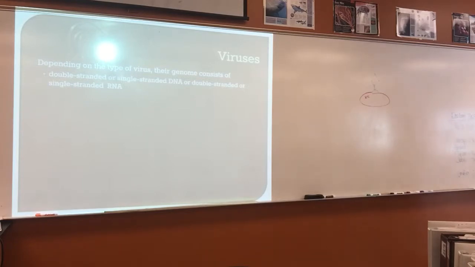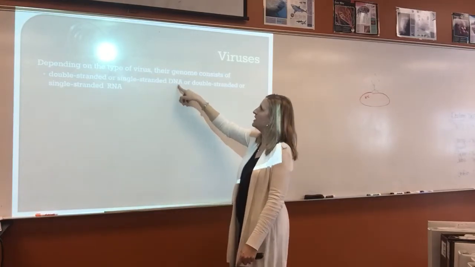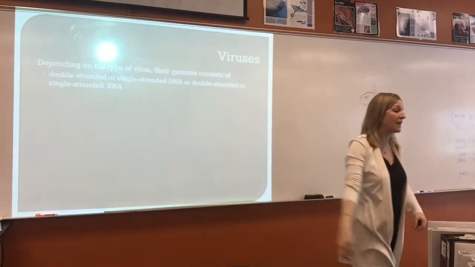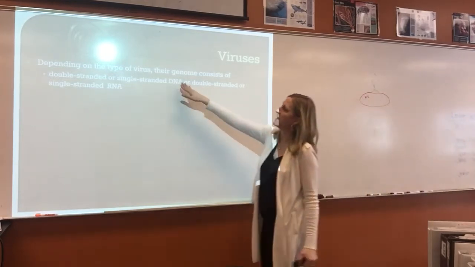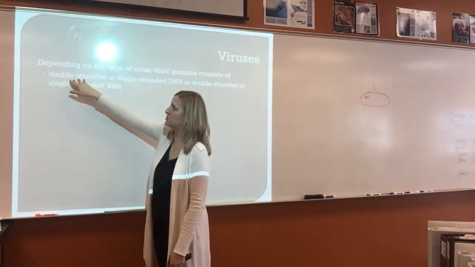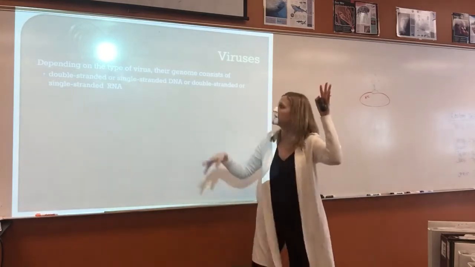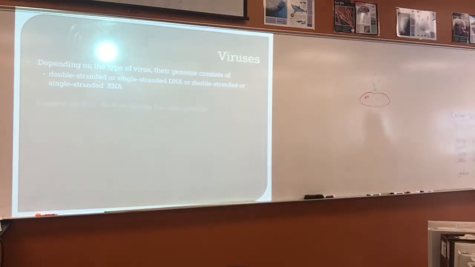Depending upon the type of virus, their genome could be double-stranded or single-stranded DNA, or double-stranded or single-stranded RNA. Unlike viruses, we have DNA in our cells, and all of our DNA is double-stranded. We have two sides. Then we can use that DNA to make RNA, and all of our RNA is single-stranded. Bacteria or viruses that have DNA as their genetic material can have it double-stranded like us, or just one side and single-stranded. And RNA can be single-stranded like our cells, or double-stranded. So that's one way to classify viruses.